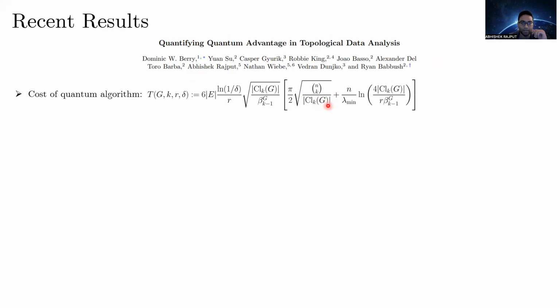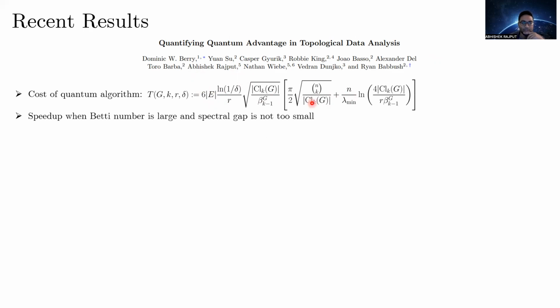Again, you have the number of qubits. This is the Betti numbers. Delta is the absolute accuracy. Epsilon is the relative accuracy to which you want to determine the Betti numbers. And then E is the number of edges in your input simplicial complex. And then lambda min is the spectral gap.